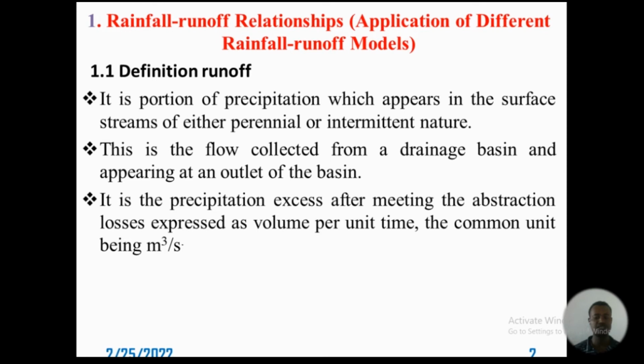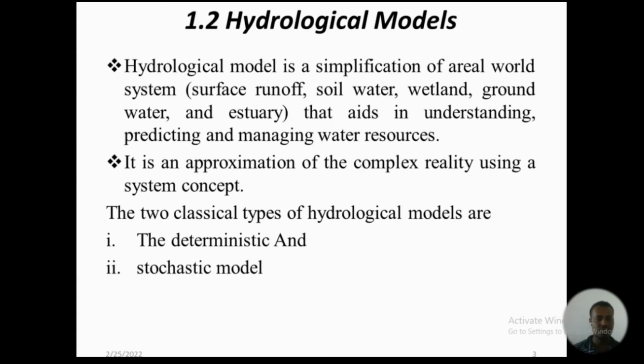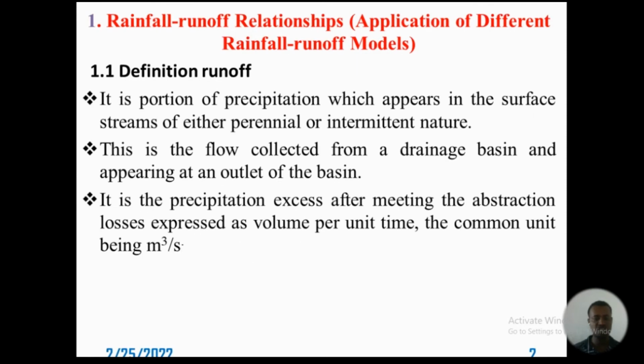It may be feet cubed per second, or it may be expressed by depth in inch, or in centimeter, or in millimeter. So this is said to be runoff. Runoff may have different components. It may be surface runoff, subsurface runoff, or groundwater flow. So the sum of these components of runoff is said to be total runoff, or simply runoff.